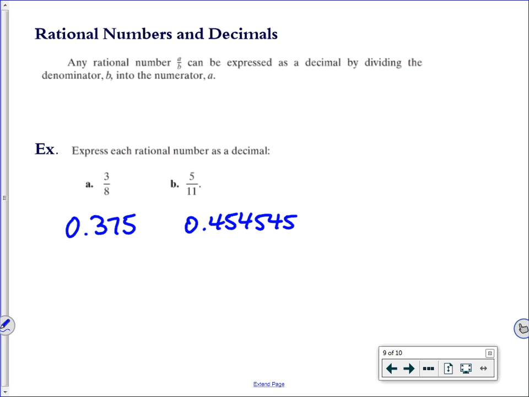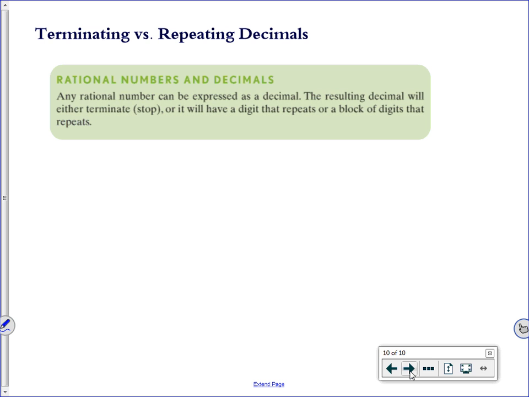If you do 5 divided by 11, you will notice it's going to give you 0.454545 forever. It's a repeating pattern, which you could express with a bar over the repeating pattern, so a repeating decimal. And then the last thing to note here is that any rational number can be expressed as a decimal. The decimal is either going to be terminating or have a repeating block of digits. So as an example, there was this we just had on the previous slide. This is a rational number because it can be expressed as the fraction of 2 integers, like 3/8.